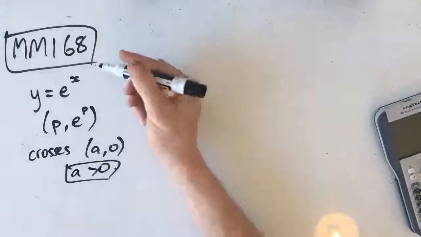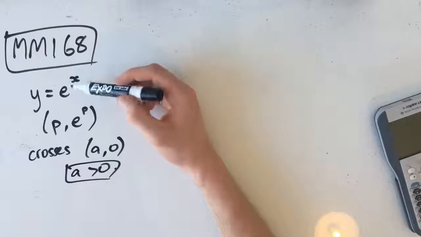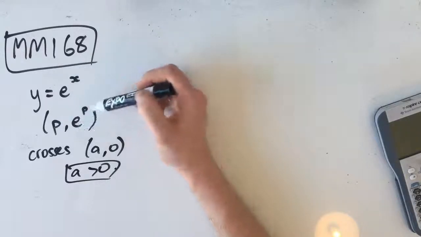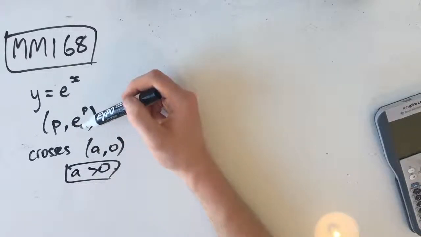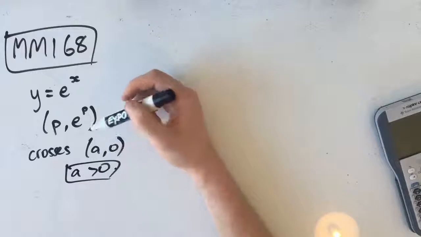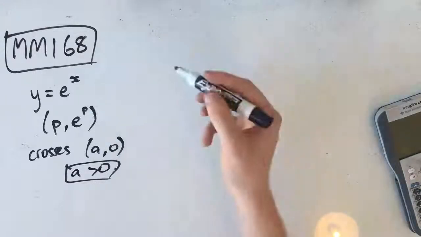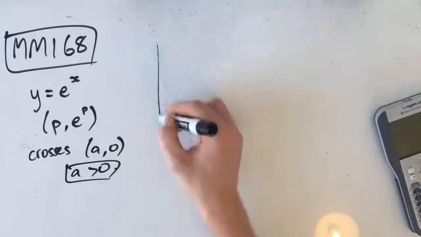So, we've got this function y equals e to the power of x, and a tangent passes through that function at the point p, e to the power of p, where p is our x value and e to the p is our y value. And we know that that tangent crosses the x-axis at the point a, 0, where a is greater than 0, okay? So maybe even let's just draw a quick diagram for this.